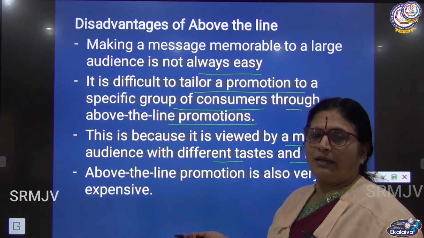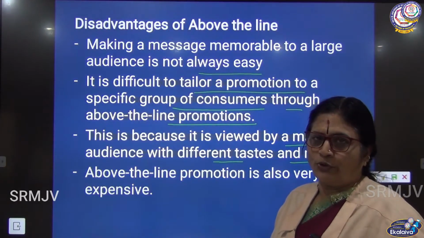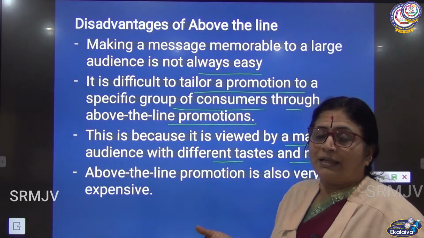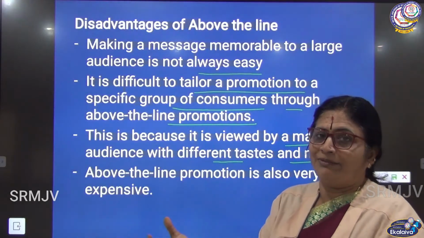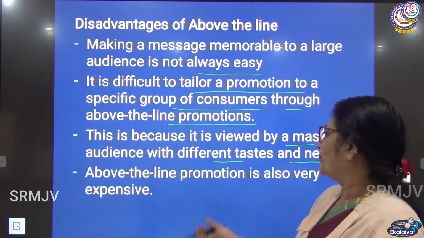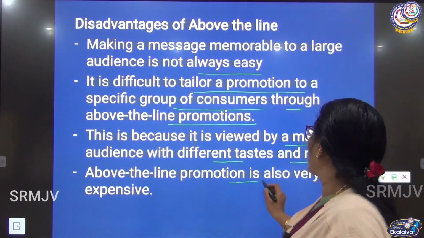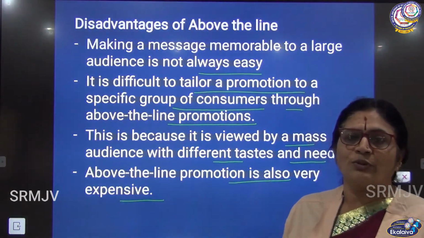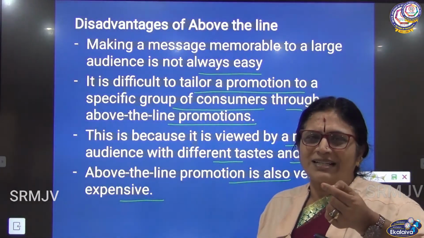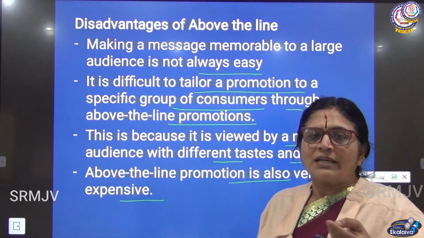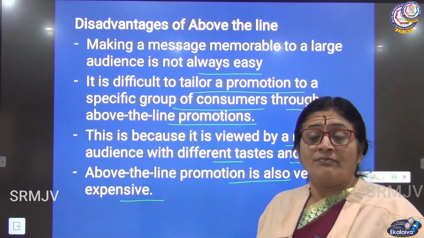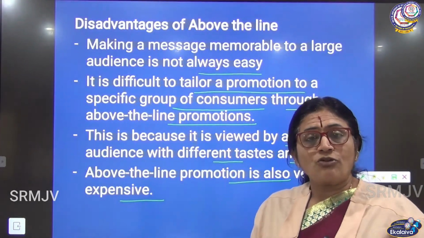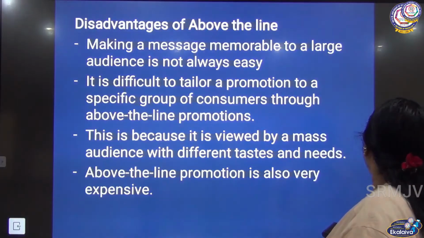Obviously, if you see the advertisement and you like it, you are going to buy. Now you do not know whether this particular section of people will like it or not like it, you will not know. So above the line promotion is also very expensive. See, for example, through television, maybe only for a second it will come, or 2 seconds or 3 seconds, it will be very expensive. Even if you see newspaper advertisements, 1 page, 2 page, it will cost you more, right?